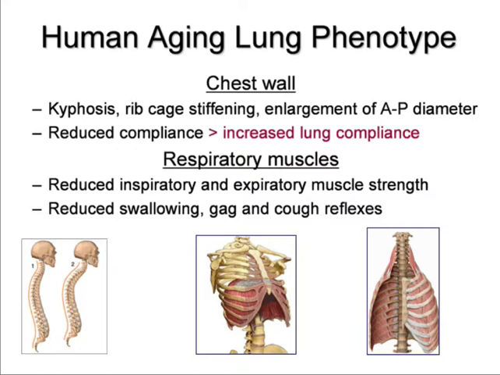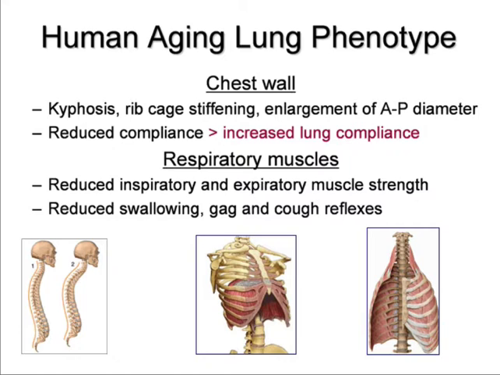This is because there is rib cage stiffening that is often accompanied by kyphosis, the exaggerated AP curvature that is shown on the left at the bottom of the slide. On balance, the reduction in chest wall compliance is greater than the increase in lung compliance. Accordingly, the total respiratory compliance is reduced.